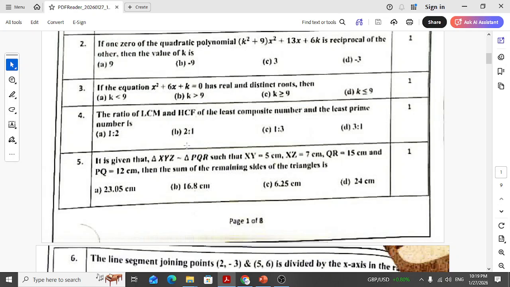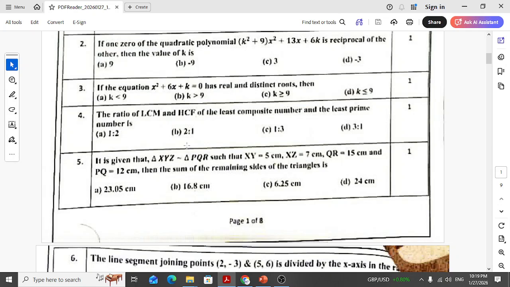Let's go to the next question. If the equation x square plus 6x plus k is equal to 0 has real and distinct roots, what is the condition for real and distinct roots? It is b square minus 4ac must be greater than 0. Or we can say 0 must be less than b square minus 4ac.